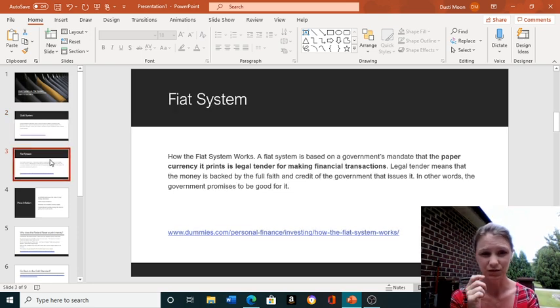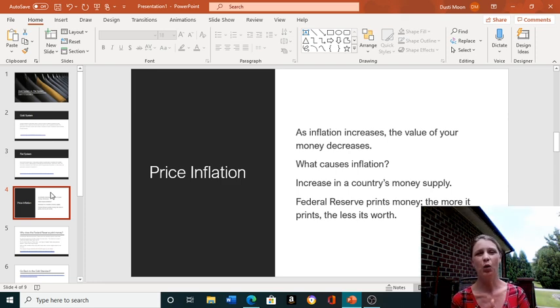So let's look at what the fiat system is. Now, the fiat system is what we currently are on, all right? How the fiat system works. A fiat system is based on a government's mandate that the paper currency it prints is legal tender for making financial transactions. Legal tender means that the money is backed by the full faith and credit of the government that issues it. In other words, the government promises to be good for it. The government promises. Woo. Okay, so there's the link for that if you want to read more about it. Okay, so fiat system and gold system. One, your dollar bill is worth a piece of paper. The other, your dollar bill is worth that of gold.